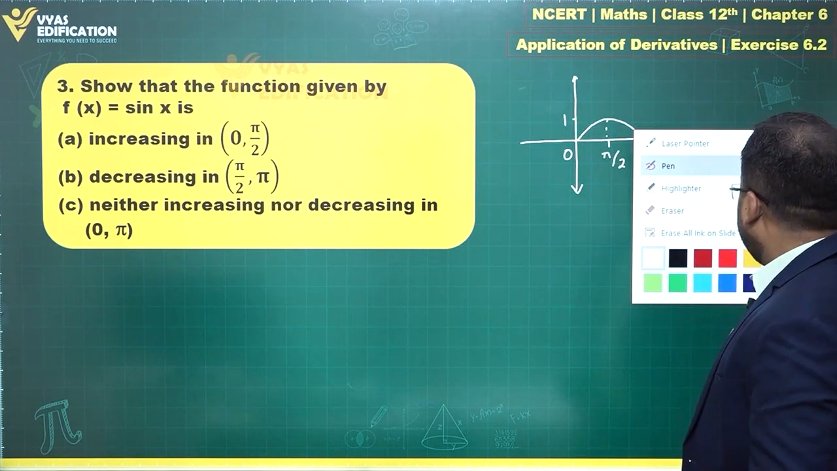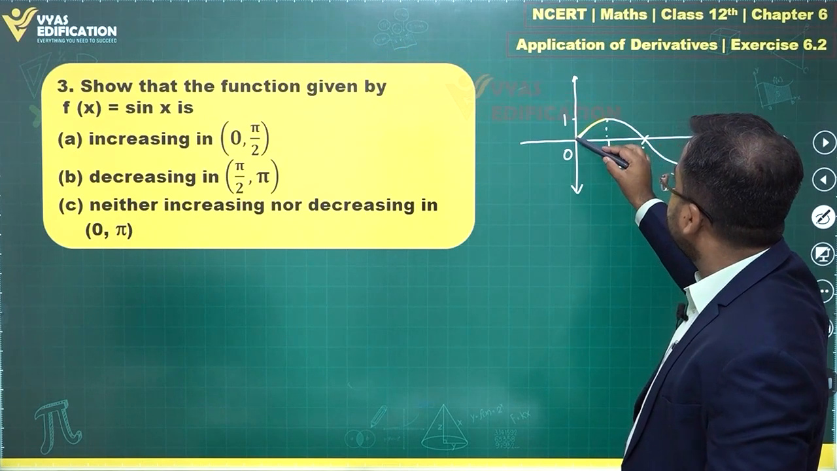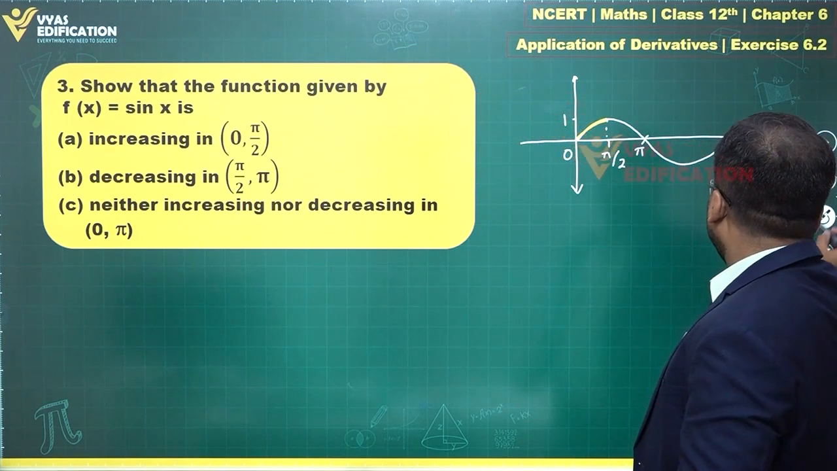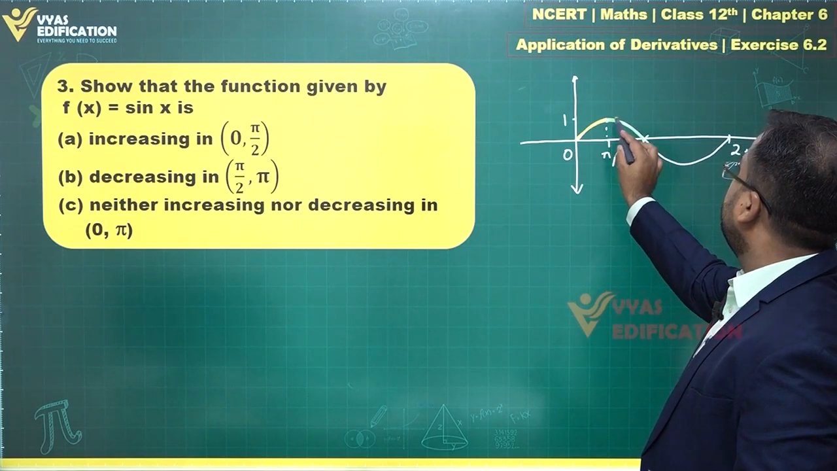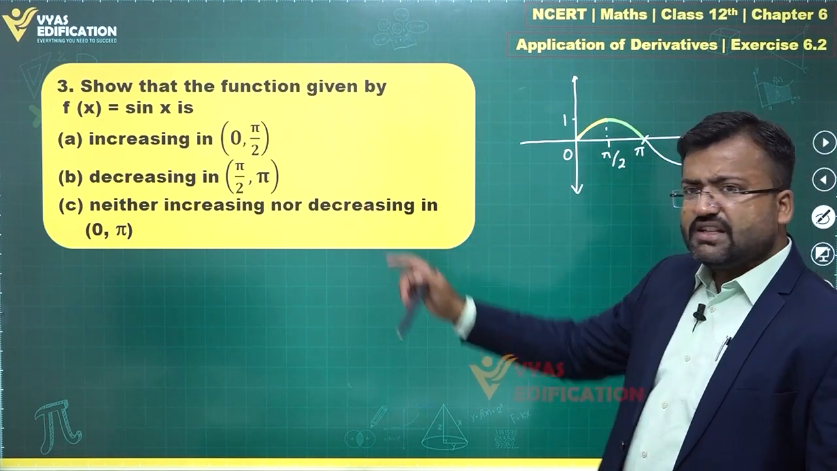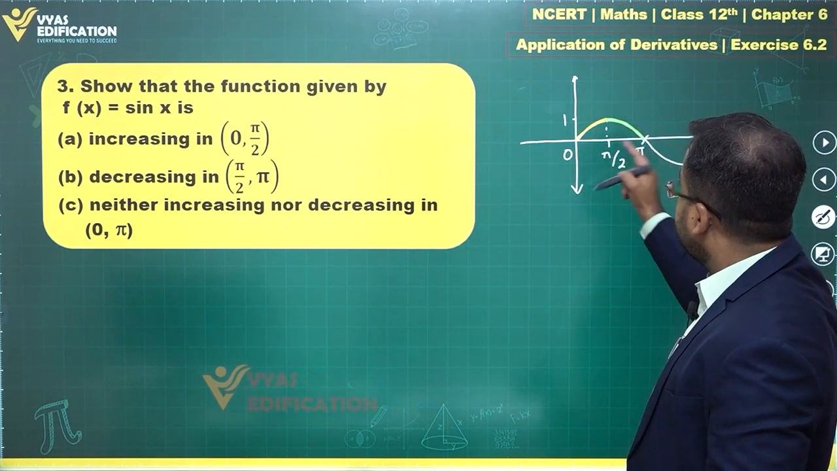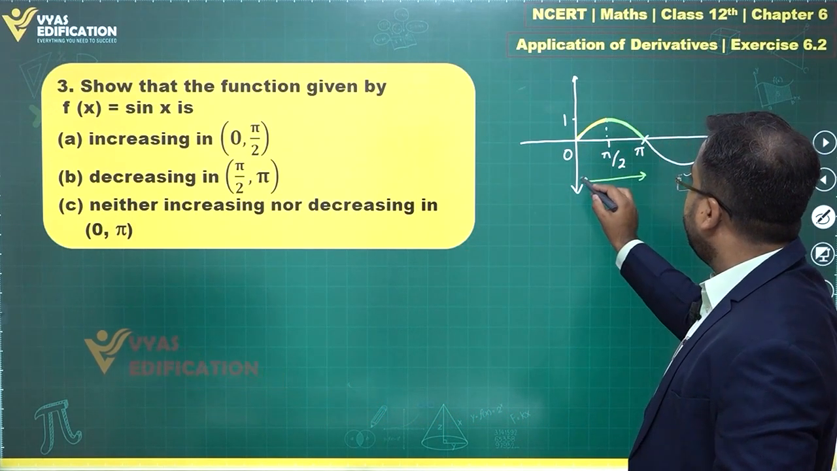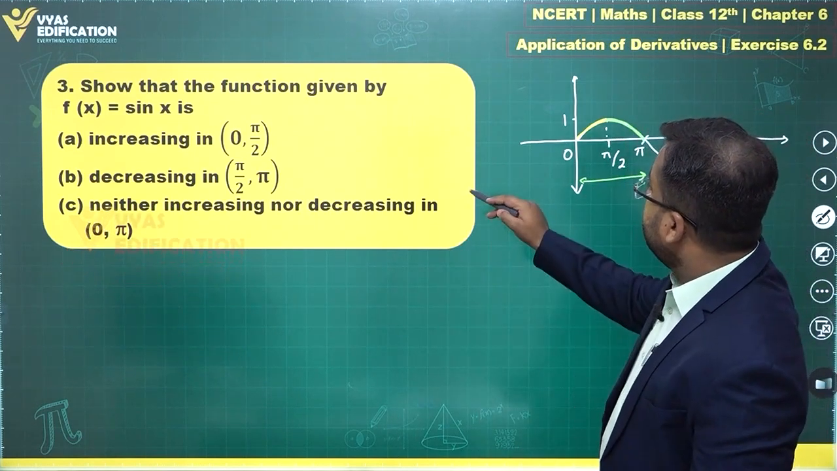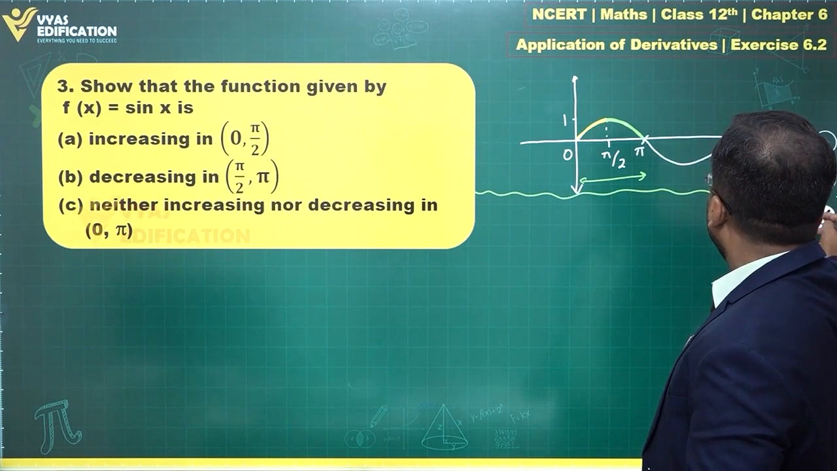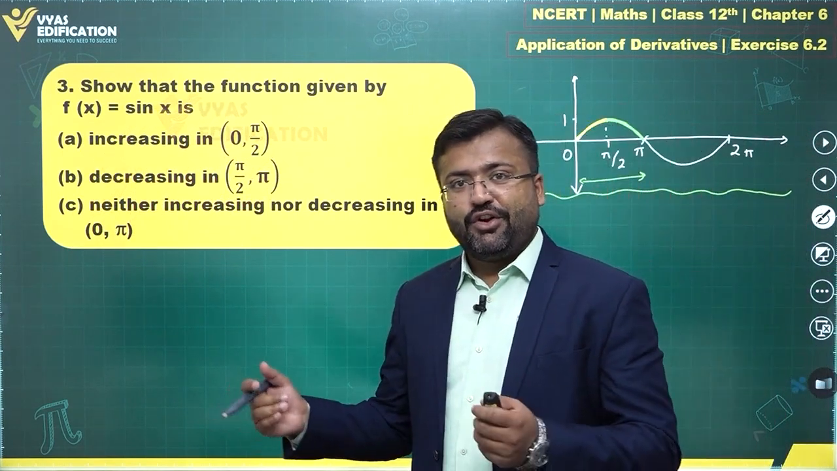Do you observe that the function is continuously increasing from 0 to pi by 2? Then after that the function is decreasing from pi by 2 to pi. Can you observe that? Yes, that's what the question is saying. And since the function is increasing as well as decreasing in this interval 0 to pi, you can say that it is neither increasing nor decreasing in this interval. This is the graphical approach. If you can draw the graph, this is okay. But that's not sufficient from the point of view of NCERT.